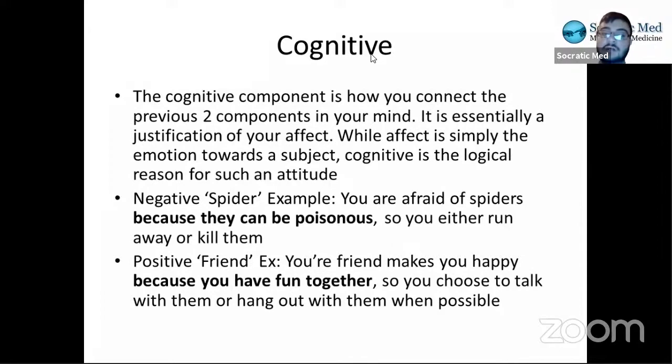And that's the logical, factual reason that you feel that emotion when you're with them or towards them, that you feel happy or you feel love or you feel some kind of emotion towards your friend because you enjoy spending time together. Because of this, you choose to talk with them or hang out with them when possible. That's the actual action. You have an emotion, happiness or love or whatever.